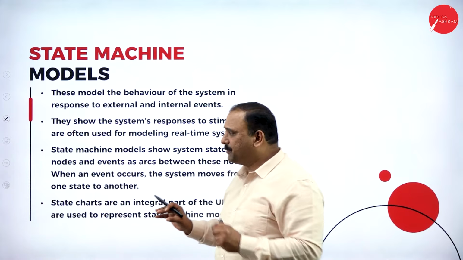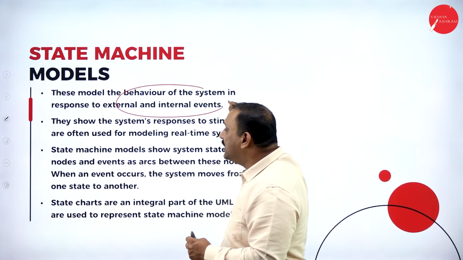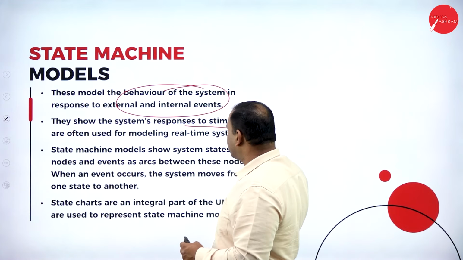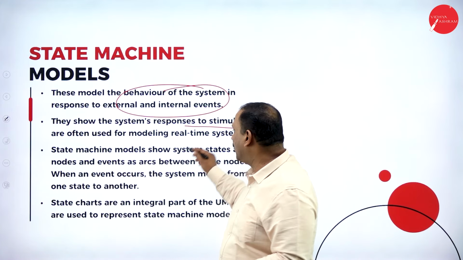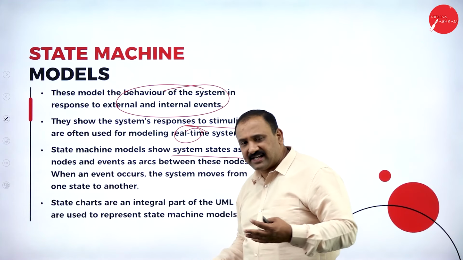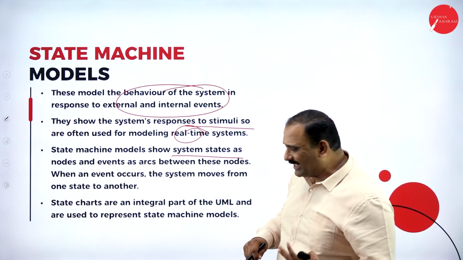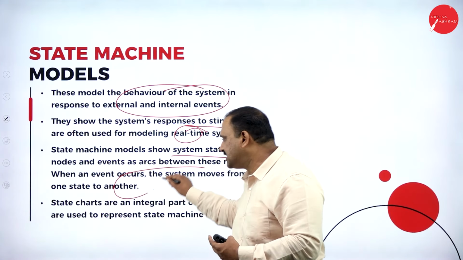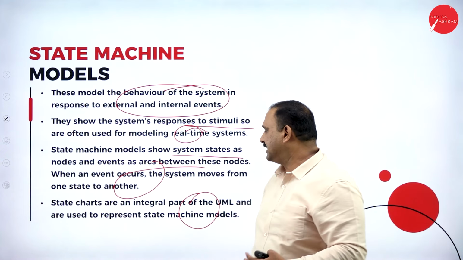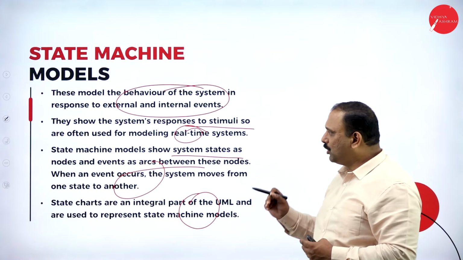Whenever we talk about the state machine model, it's the behavior of the system in response to external and internal stimuli, often used for modeling real-time systems. A state machine shows system states as nodes and events as arcs between these nodes. So when an event occurs, the system moves from one state to another. State charts are an integral part of UML and are used to represent state machine models.